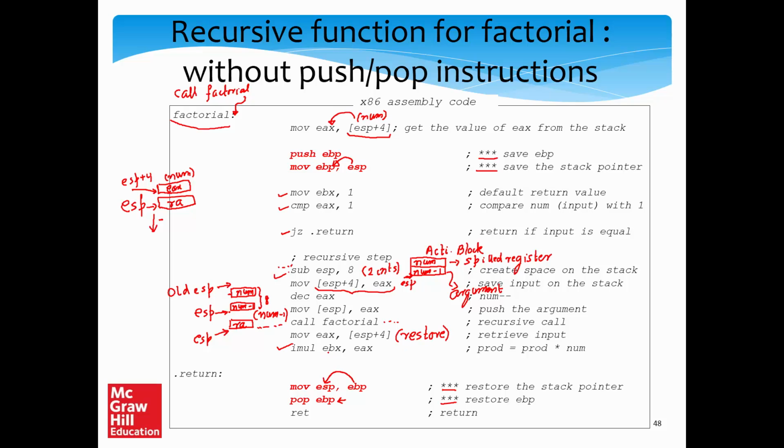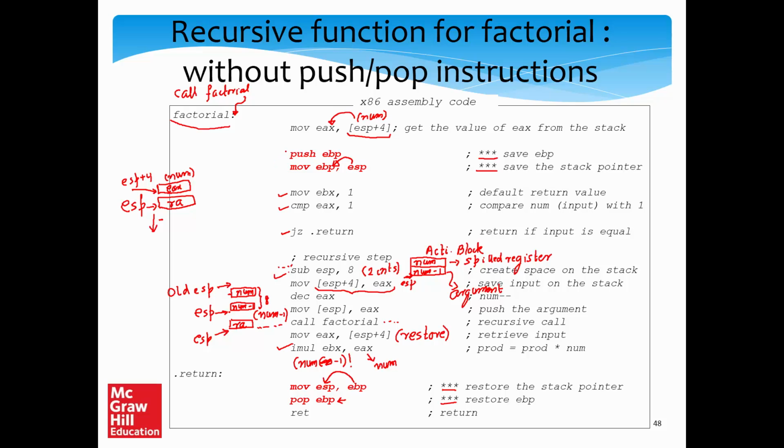and we multiply. So EBX at this point is supposed to contain n minus 1 factorial. EAX, so num minus 1, my mistake. Num minus 1 factorial, right? And EAX is supposed to contain num. We multiply and then we get num factorial. Subsequently, since we changed the stack pointer, whatever was the original value saved in EBP, we move it to ESP and we restore the value of the base pointer and we return.